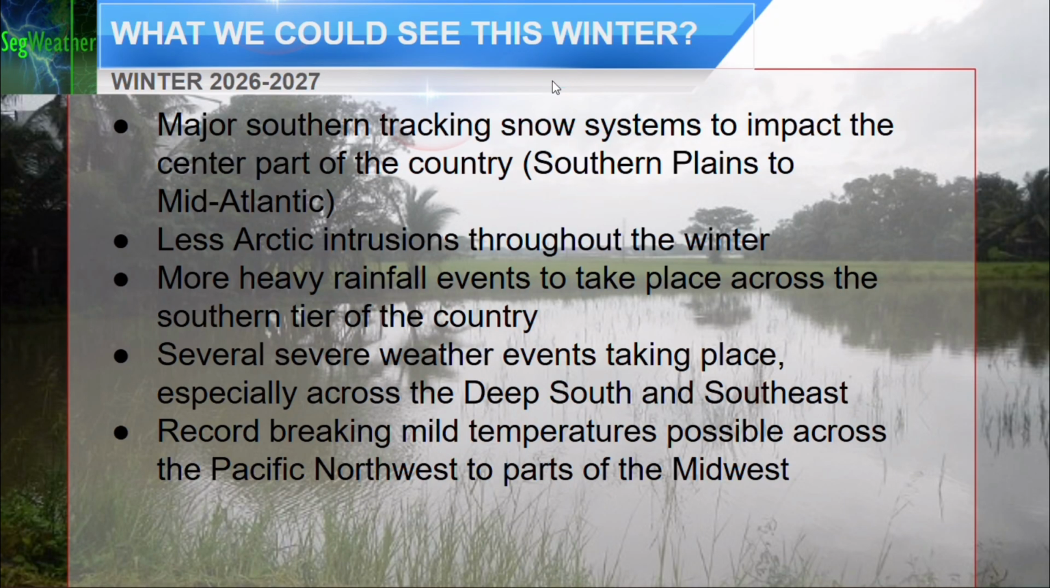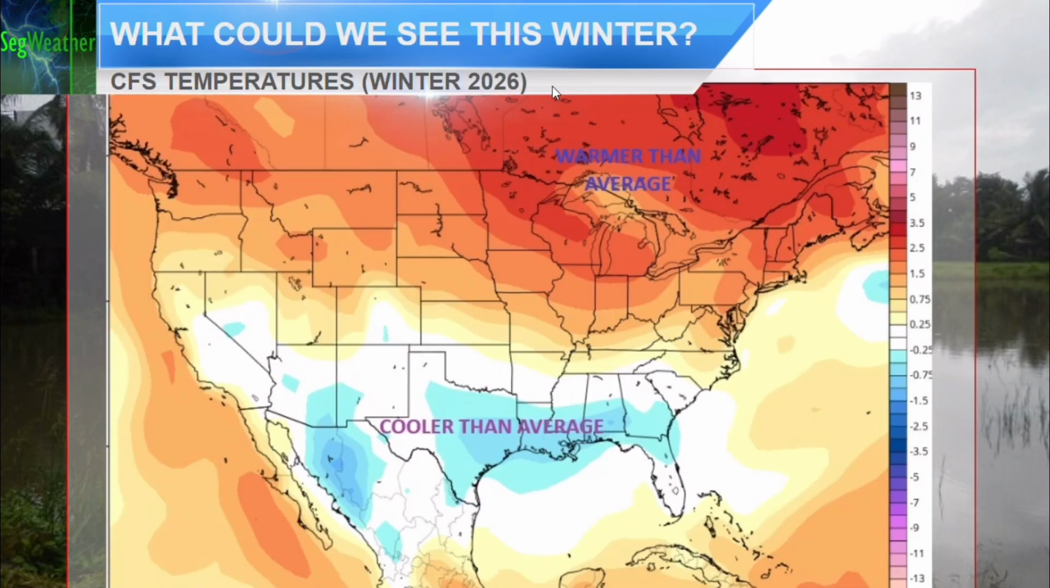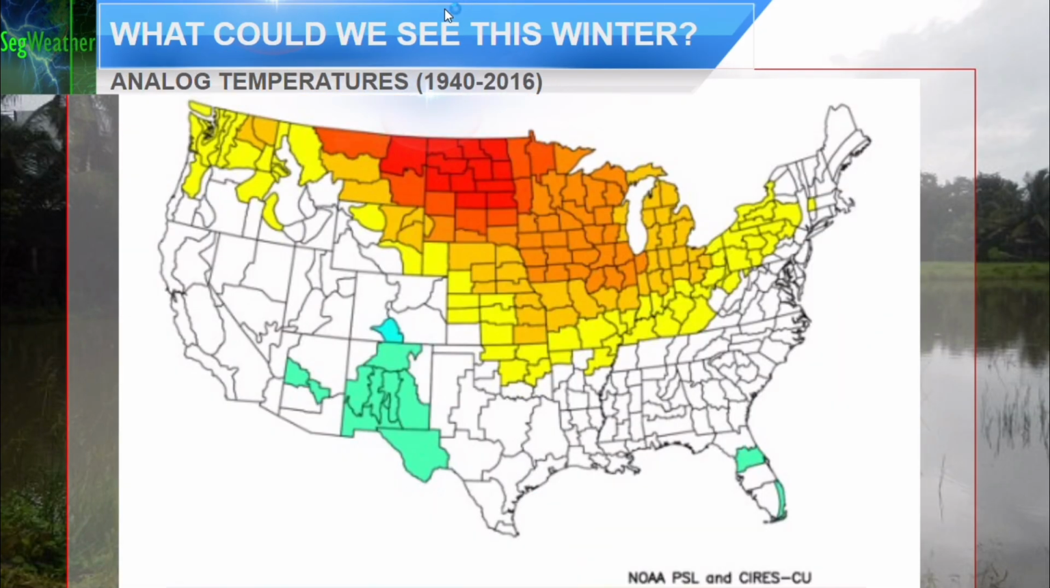And then looking at the record-breaking mild temperatures potentially possible from the Pacific Northwest to parts of the Midwest as we head throughout the course of the winter, especially looking at December, that can happen. February could see another possible potential of that occurring as well. January, maybe a period of mild temperatures, but it will be lesser as we'll have been watching that Arctic outbreak potential in that month.